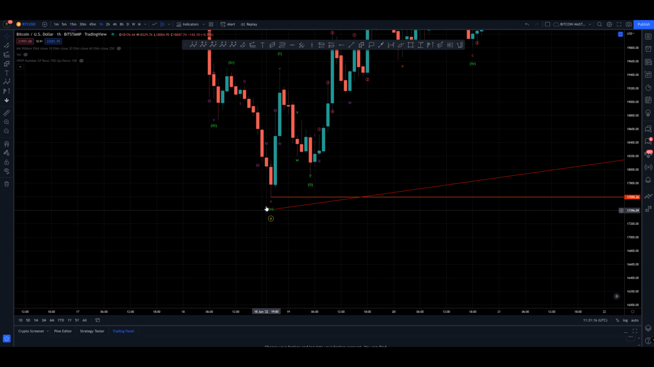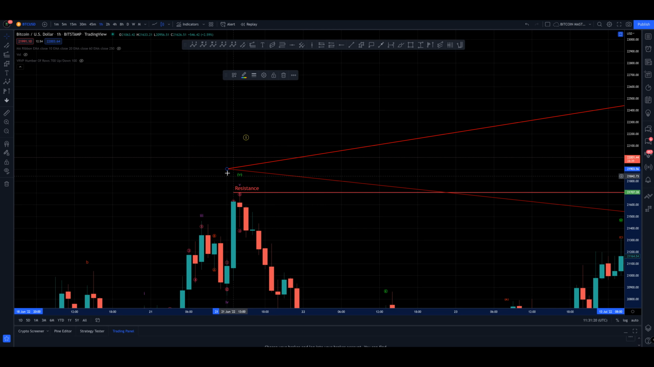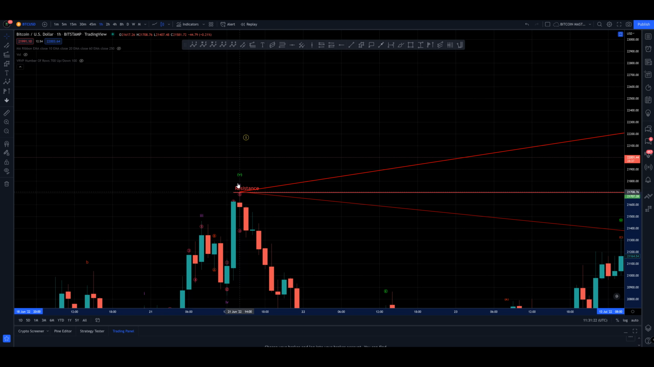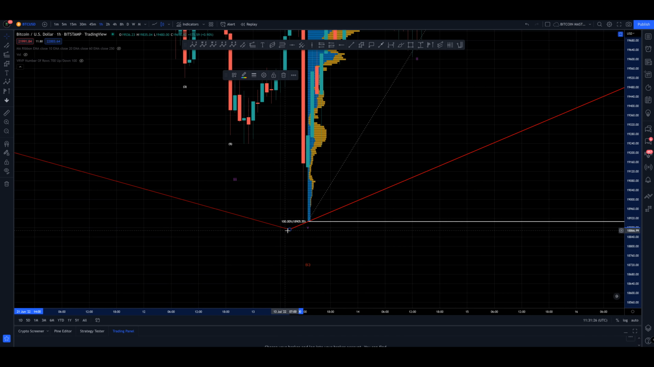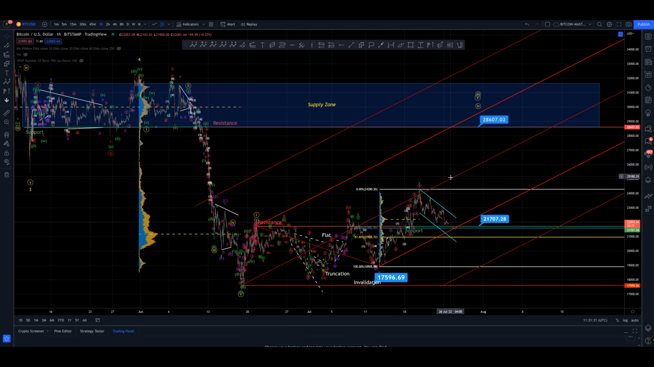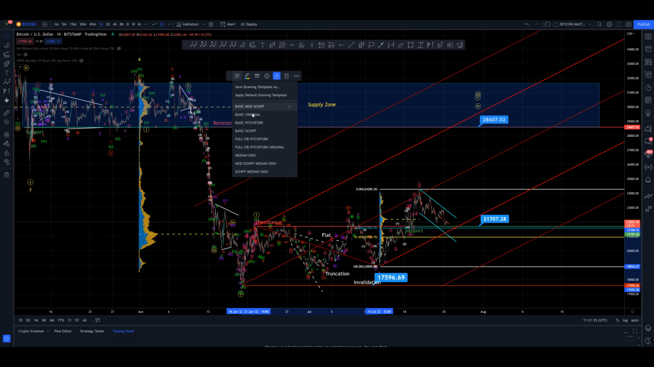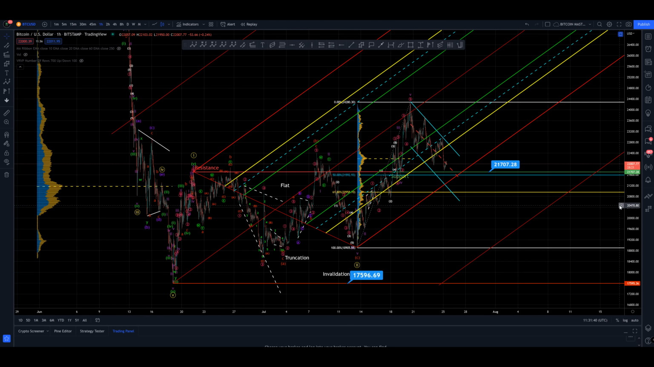I'm sure I've already put this pitchfork on before. I'm just going to lock it into place and see how it's corresponding currently with price. Let's lock this in place, change it into the original basic. So this is our pivot, 1 into 2.